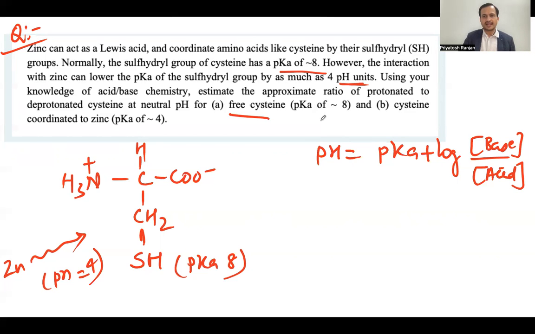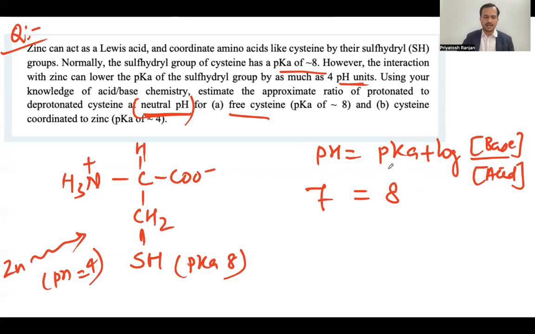Free cysteine, what is that going to be? pK given 8 and pH. Neutral pH, they have given the neutral pH, so you can consider 7. So as it's given in the question, neutral pH 7, 8, and then we can calculate the ratio.